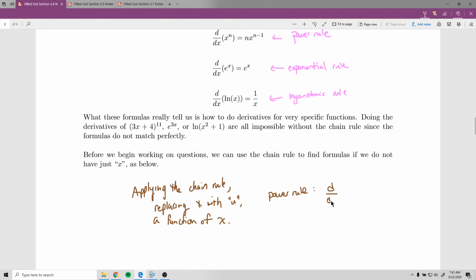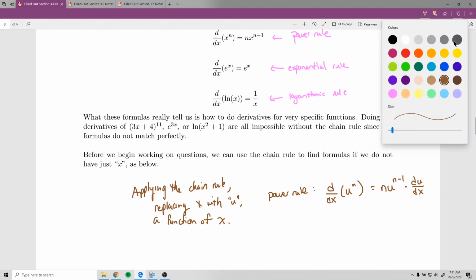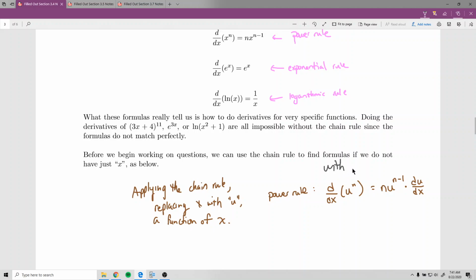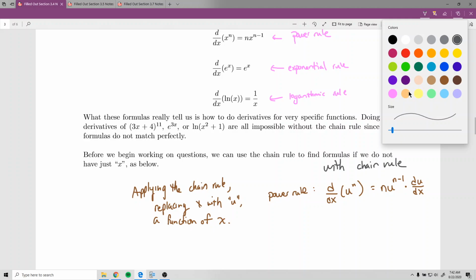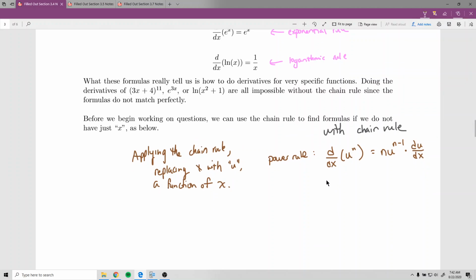the derivative of u to the n, notice how the u and the x now are different. That's really what's going to make this chain rule happen. We still do the power rule, but we multiply by the derivative of the inside, which is the u. All right, so these are with the chain rule. All the other rules we learned before, the derivative of e to the x is still e to the x and all this other stuff. This is just something we have to use sometimes, the chain rule.